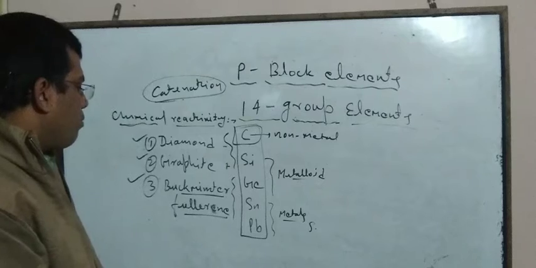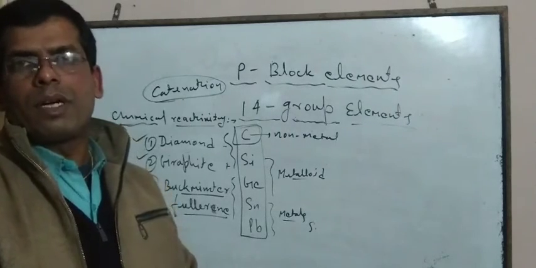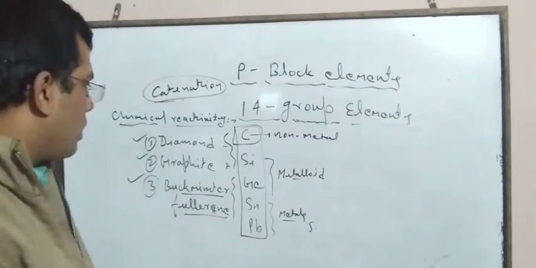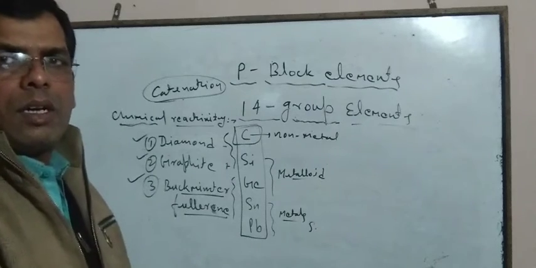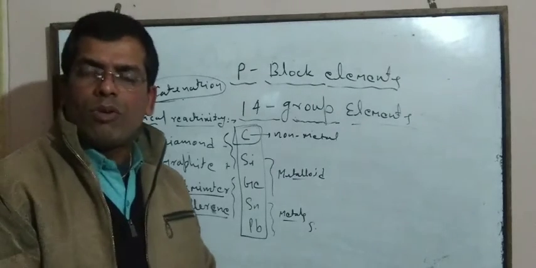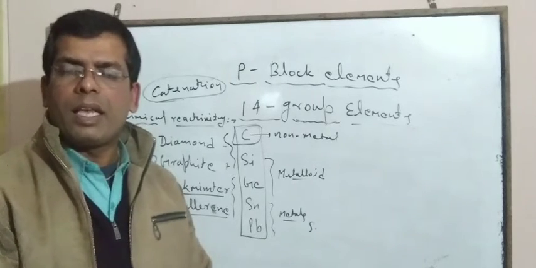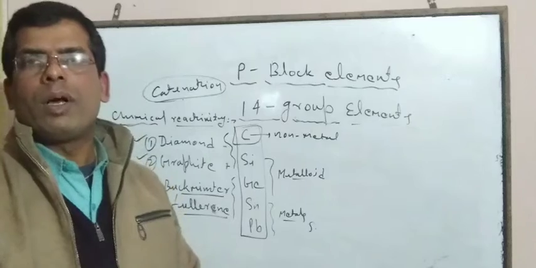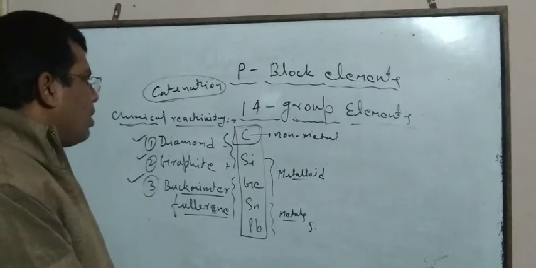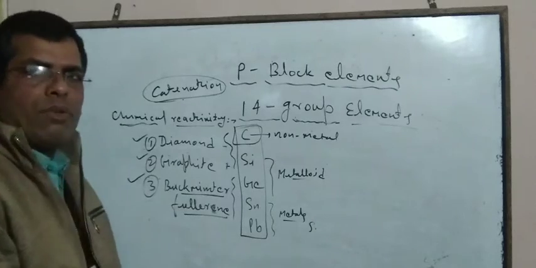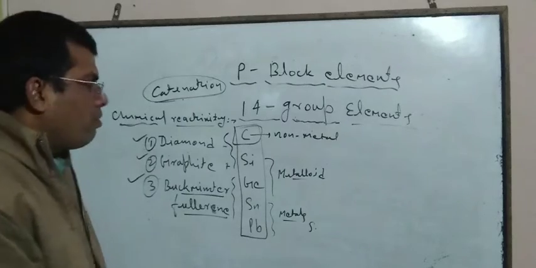Third one is Buckminster Fullerene, which was named after the famous architect Buckminster Fuller. It has a buckyball-like structure, and it is also a bad conductor of heat and electricity. So, dear students, you should keep in mind these three types of allotropes of carbon: diamond, graphite, and Buckminster Fullerene.